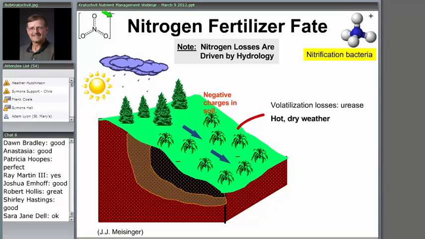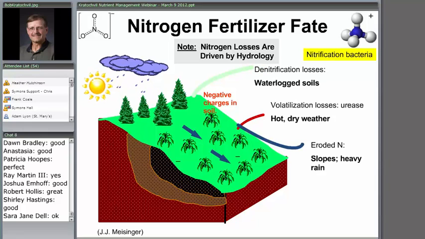Now again, remember I said that nitrogen loss is driven by hydrology? If we have too much rainfall, we get waterlogged soils. One of the ways that we can lose our nitrate is through denitrification. Have an anaerobic situation, the oxygen starts coming off of the nitrogen. Eventually you have N2 gas. N2 gas can be lost to the atmosphere.